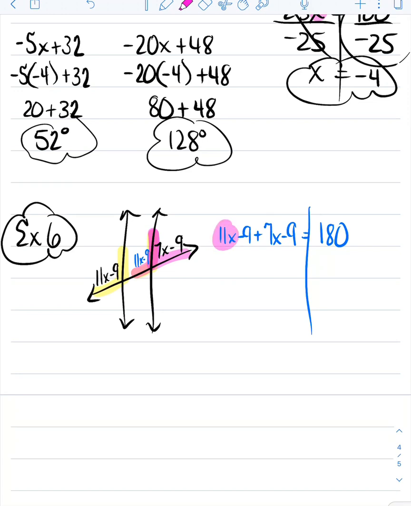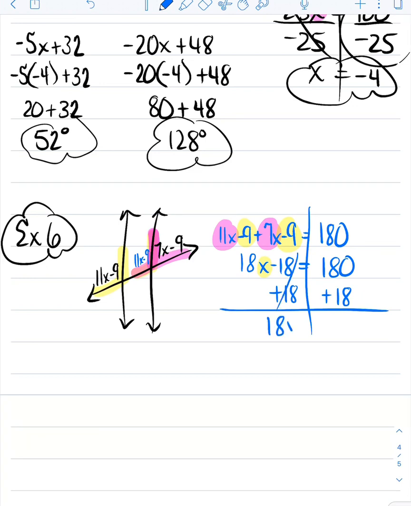So first I need to combine like terms. So I've got 18x minus 18 equals 180. Next I want to add 18 to both sides to get 18x equals 198. And then I need to divide both sides by 18. So x equals 11.